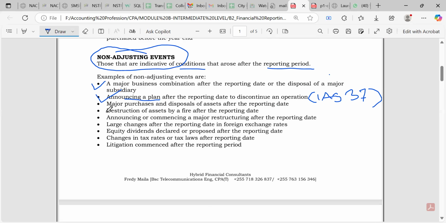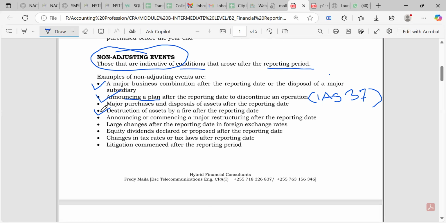Here, we are told destruction of assets by a fire after the reporting date. You presume it was inventory, an adjusting event. You had inventory, it has been destroyed by fire. We definitely know that the value has fallen, but what was the reason? Does it give evidence of conditions that existed? Obviously, it is evidence of conditions that did not exist, because the fire broke out after the year end. By the year end, everything was fine, right?